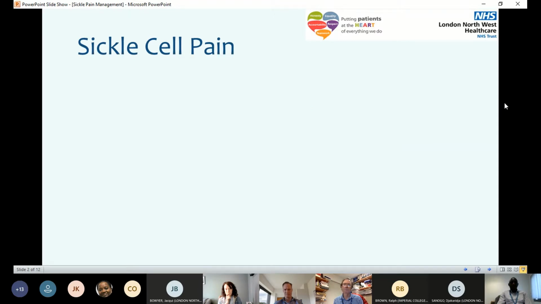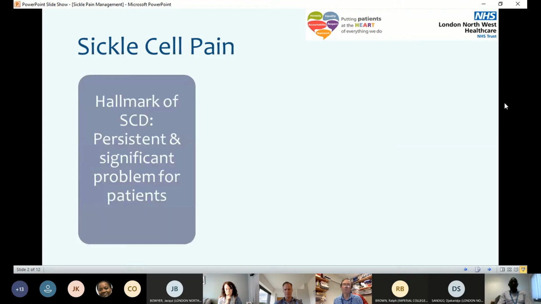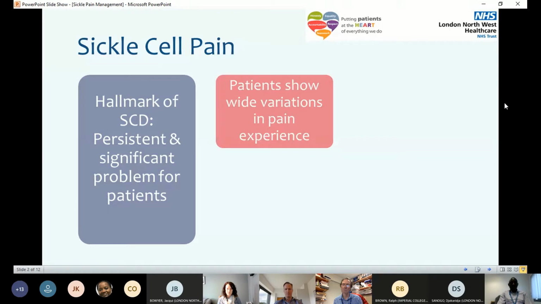So sickle cell pain, I think, from the point of view of the majority of patients and also clinicians, is sometimes defined as the hallmark of sickle cell disease. That's because it's persistent and significant in terms of being problematic for patients. But also, patients actually do show wide variations in pain experience. That is from one patient to another, as well as from one individual's episode to another.